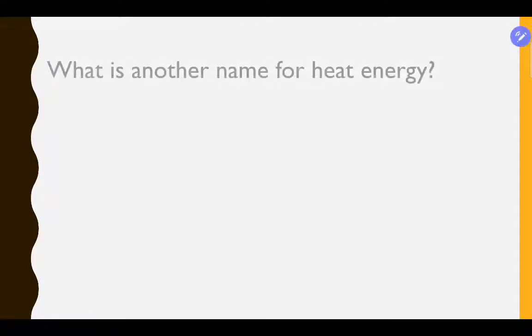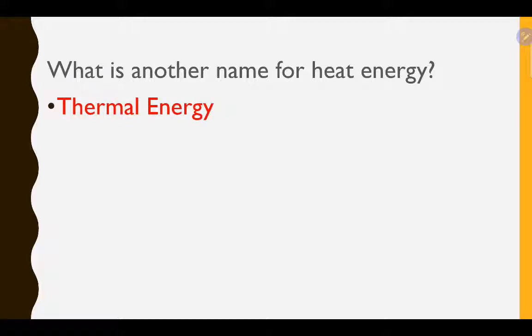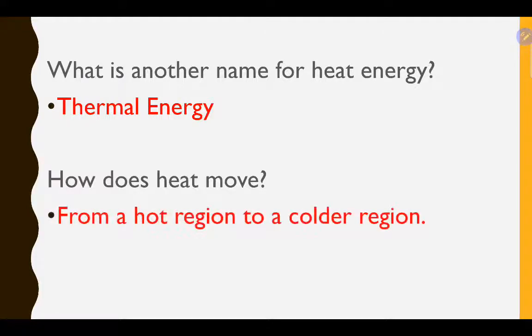So what is another name for heat energy? This is thermal energy. Thermal energy and heat energy are similar. How does heat move? Heat always moves from a hot region to a colder region. So heat always moves from a hot place to a cold place, never from cold to hot. Heat always moves from hot to cold.